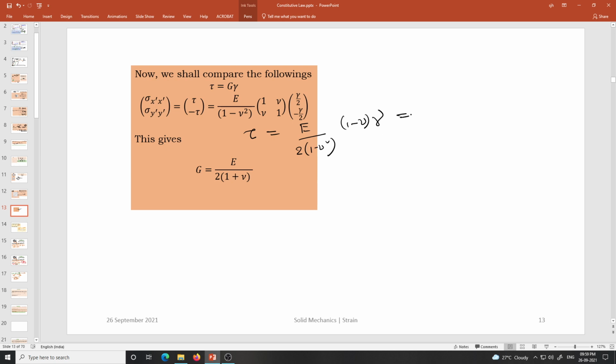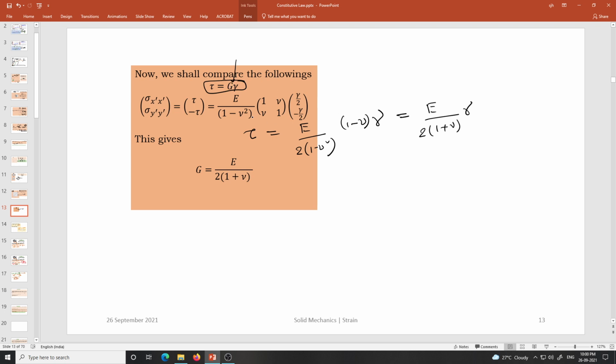So that simplifies to E over 2 into 1 plus nu times gamma. Earlier we assumed a relationship between the shear stress and the shear strain, such that the proportionality constant is represented by G.